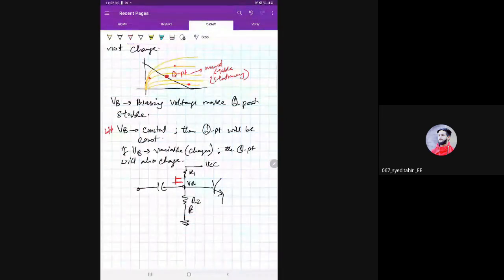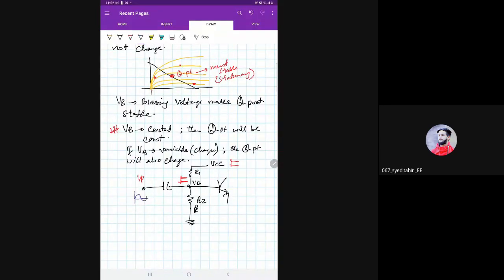Okay, why will VB be DC? Because VC is also DC. अभी हमने इनपुट अप्लाई नहीं किया. अब देखिए, अगर हम यहाँ पे इनपुट अप्लाई करेंगे like this, if we will apply certain input here like this, which is an AC.